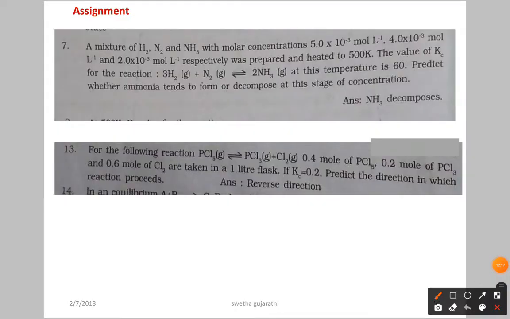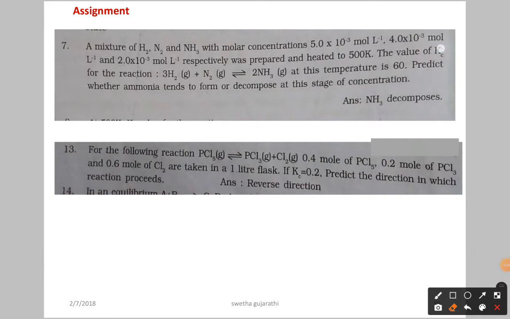Here we have some examples. If you see the examples in the text, we have questions and the backside textbook questions. A mixture of hydrogen, nitrogen and ammonia with molar concentrations is already given. How much? 5 × 10 to the power of minus 3 moles per liter.